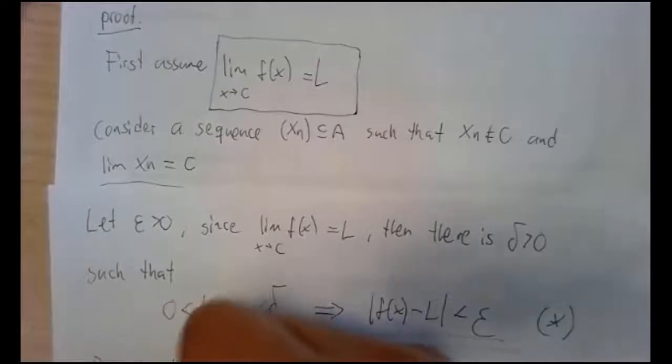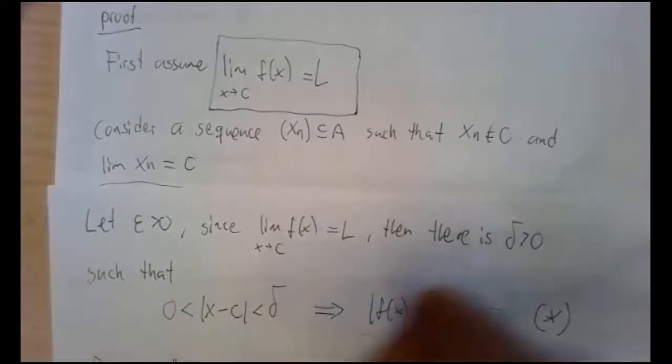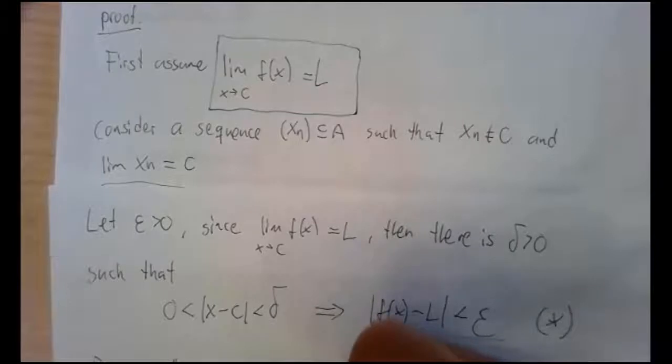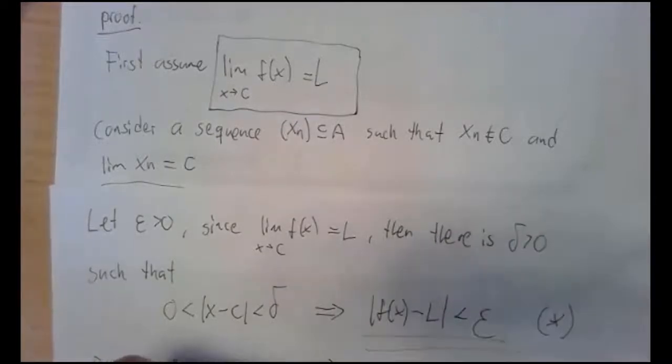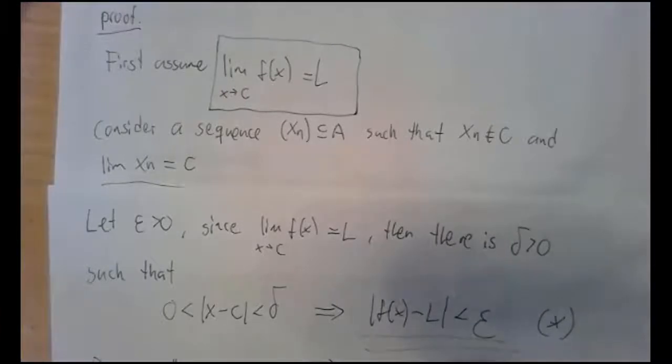So because the limit of xn equals c, using delta, we know that there is some capital N such that xn minus c is less than delta if... Professor. Yes. We cannot see it. Yes. Oh, thank you.